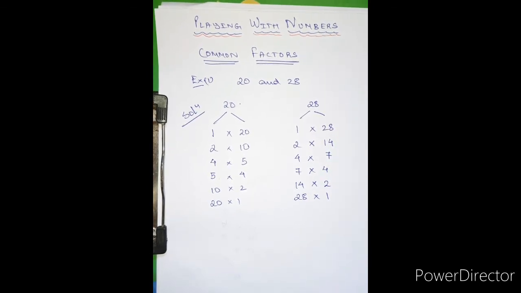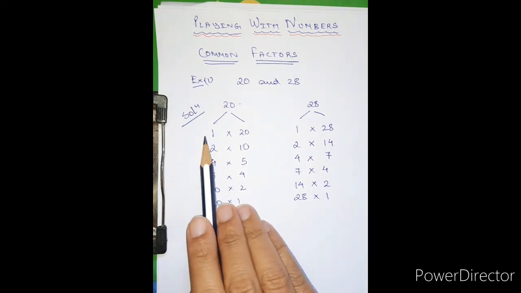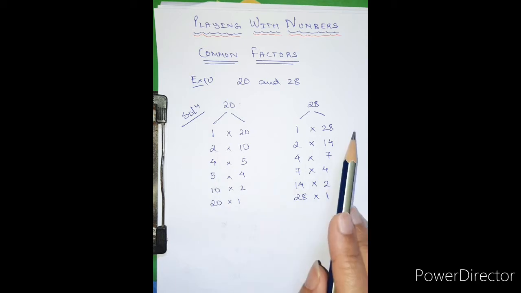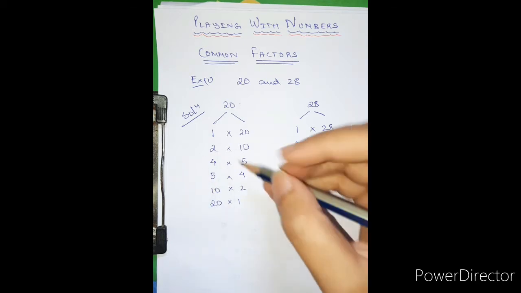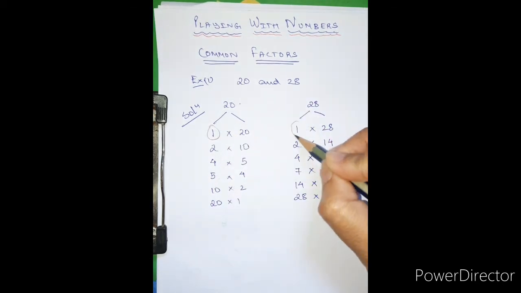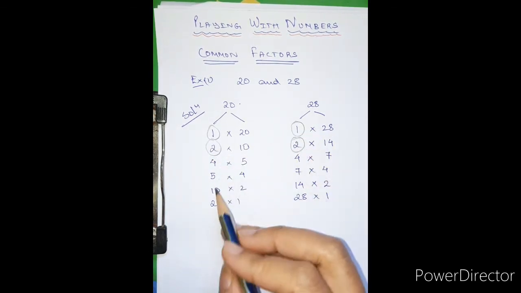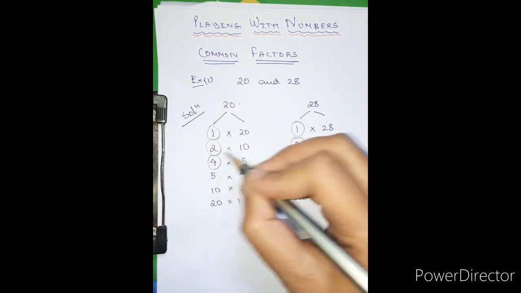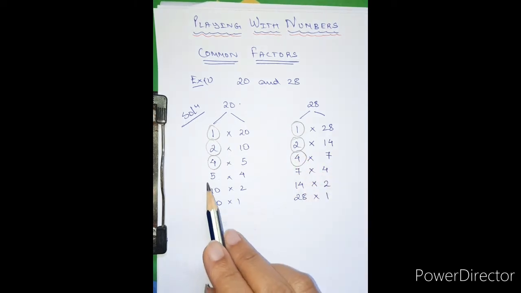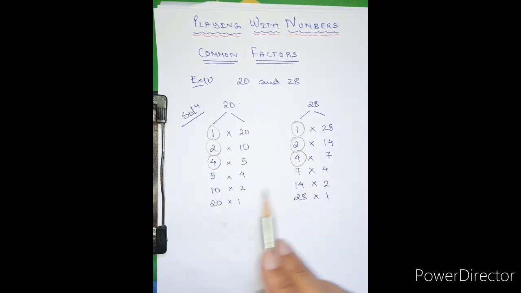Now let's mark the common ones. We'll start from one table and just compare with the other factors. 1, yes, 1 is there. 2, yes. 4, yes, 4 is also common. 5 is not there. 10 is not there. 20 is not there either. 7 is not there, 14 is not there, 28 is not there.